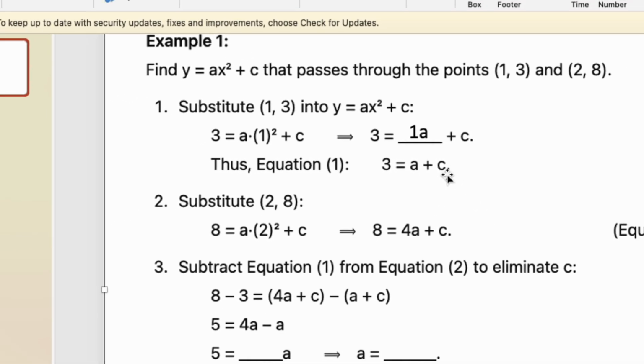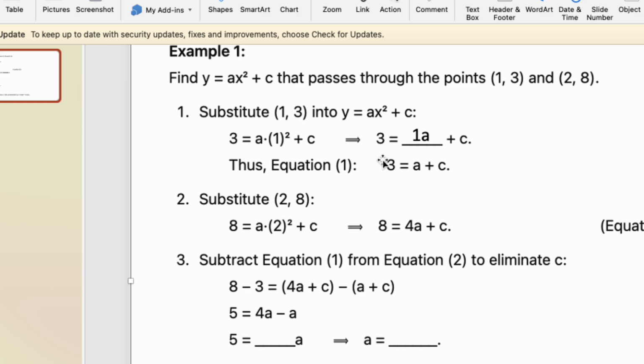So what we're going to do is take the bottom equation and subtract the top equation. So we're going to do 8 minus 3, which is 5, 4a minus a, which is 3a, and c minus c, which is 0. There's some slightly different working out on the screen. And we know that 4a minus 1a is simply going to be 3a.